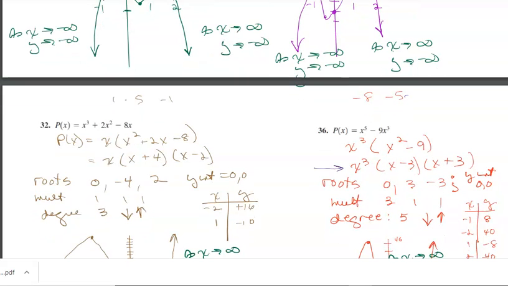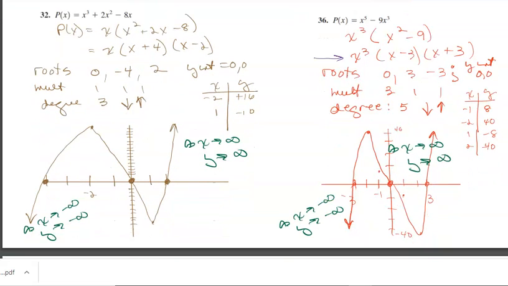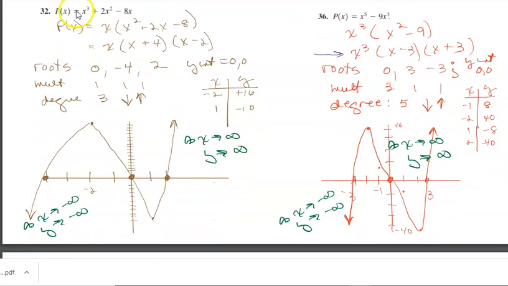Okay, so how are 32 and 36 different than the previous problems we just reviewed? Well, these are not factored. So your first job to be able to analyze your roots is to go ahead and factor it. So I factored out the x because I did greatest common factor factoring. That leaves me with x squared plus 2x minus 8. This is an easy factoring. What multiplies to -8 and adds to 2? And the answers would be 4 and -2.